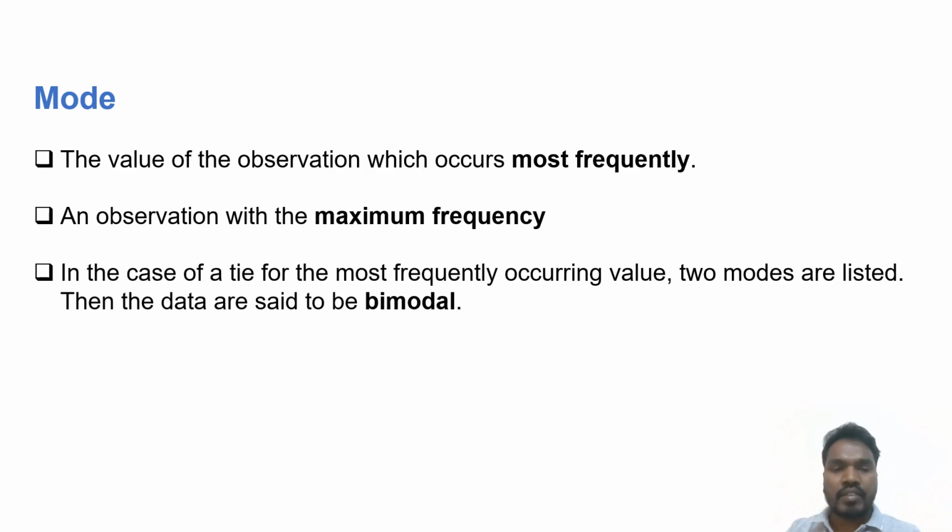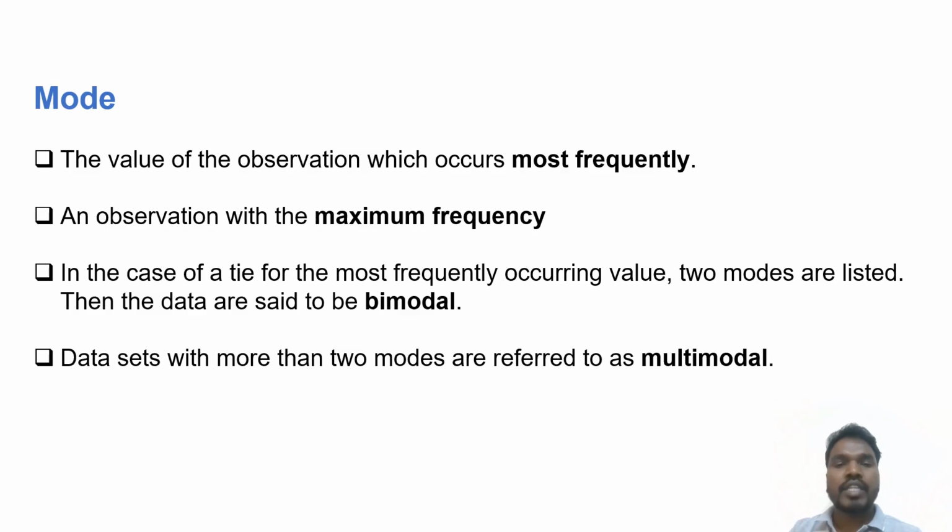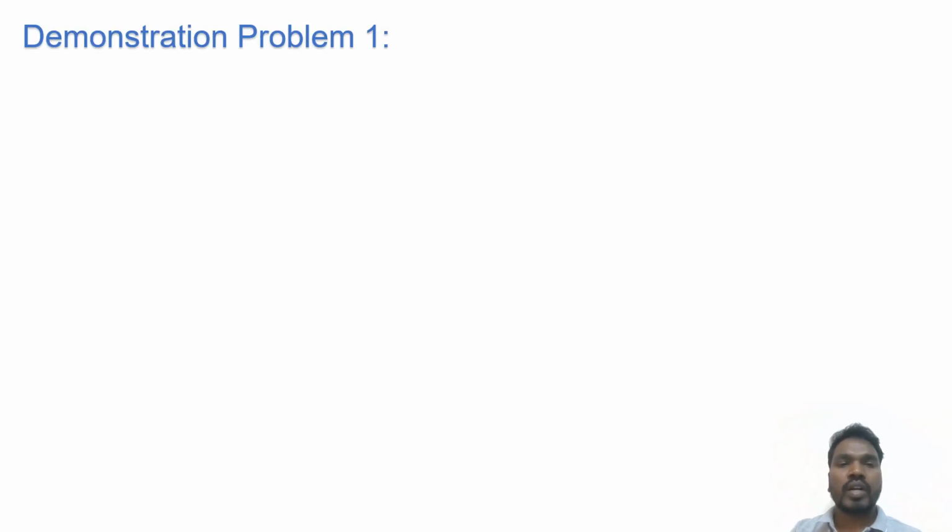In case of a tie for the most frequently occurring value, we can give two values as mode, then such kind of data is said to be bimodal. In case you have more than two data points which are having the maximum frequency, then such kind of data set is said to be multimodal. Clear? So let us take an example to understand how we can find the mode for a given data.